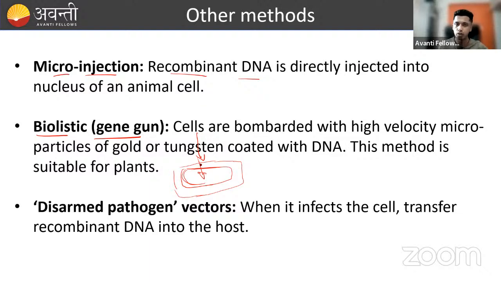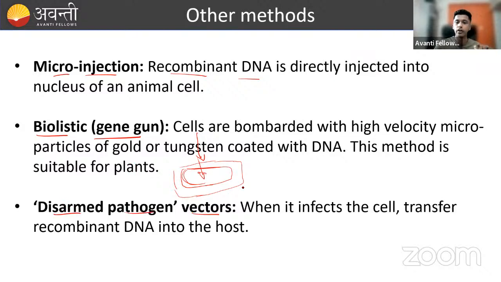Whenever it comes to animal embryos, we go for microinjection. The success rate of transferring our recombinant DNA into the host is 100%. Same goes with biolistics. With biolistics you can transfer the genes with very high accuracy, but you cannot apply biolistics to all types of cells. Why? Because it is a very disruptive method, only plant cells with a very thick cell wall can withstand this particular force. Next, disarmed pathogen vectors.